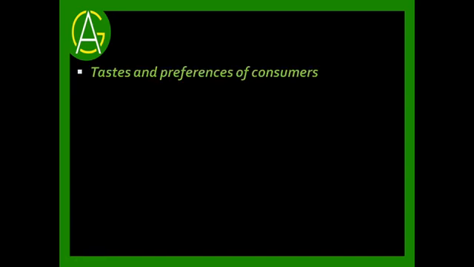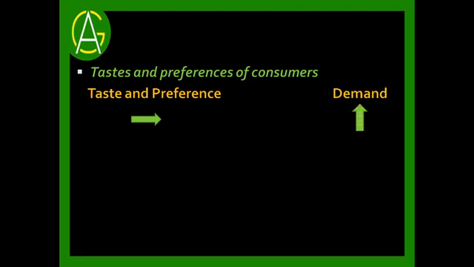Next factor is taste and preference of the consumers. Taste and preference means likes or dislikes of the consumers. When the consumers like that particular product which is launched in the market, it means that the taste and preference is favorable for that product. And when taste and preference is favorable, the demand will increase. But if the people do not like that product, it means that the taste and preference is unfavorable. If it is unfavorable, the demand for the product will decrease.